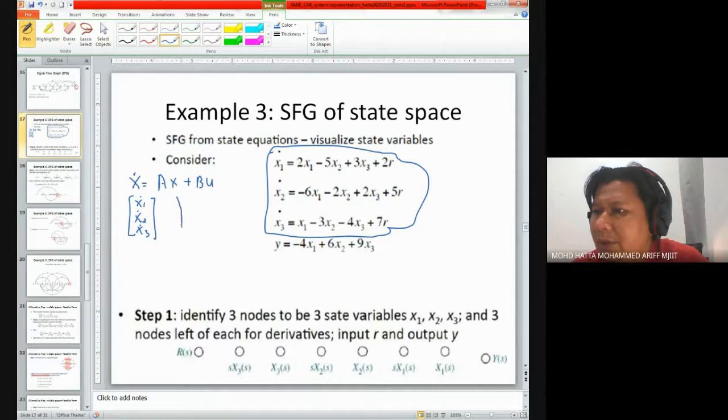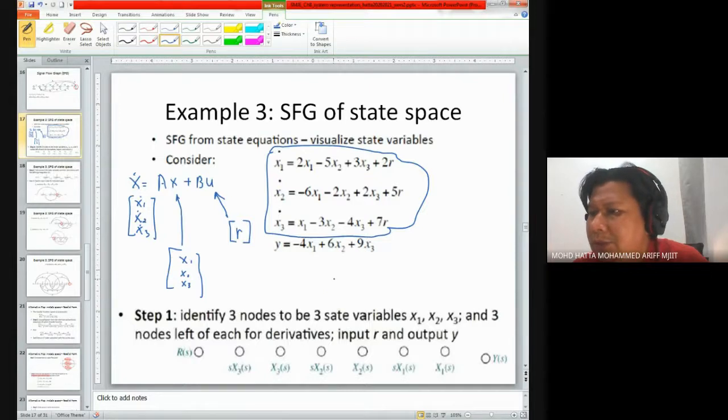Okay. And of course for x, we also have a column matrix of x1, x2, x3, and for u, we don't have R1, R2, R3, meaning that it's a 1 by 1 input matrix, only R. And we can write down all these three equations in a state space form.